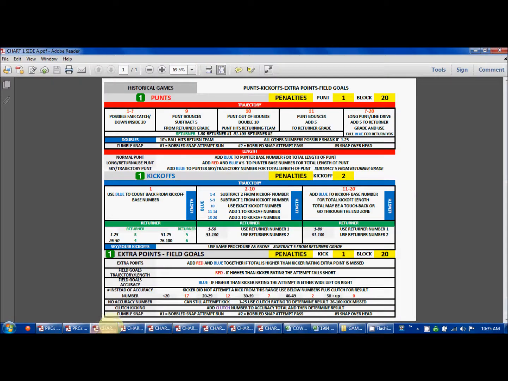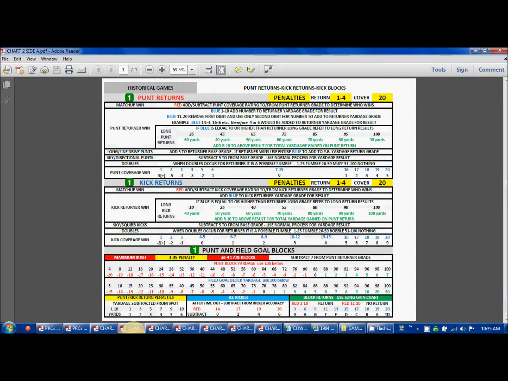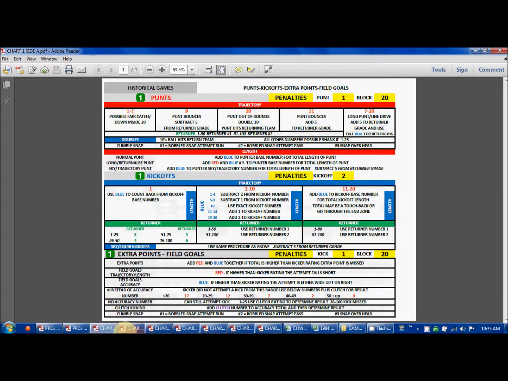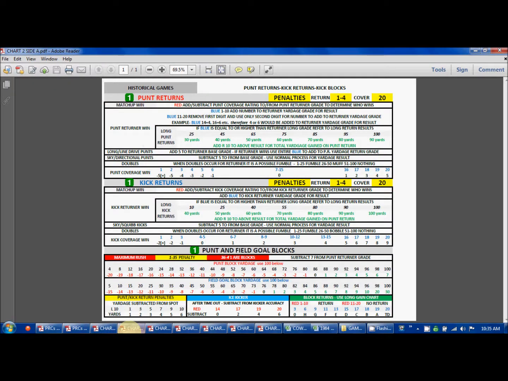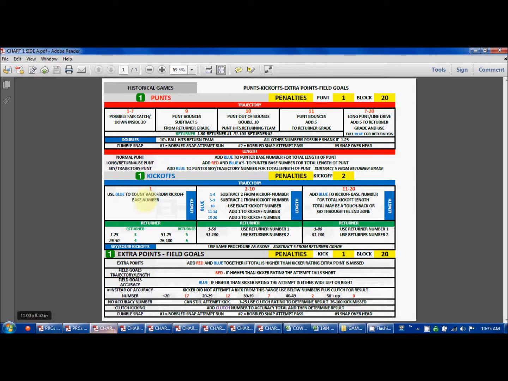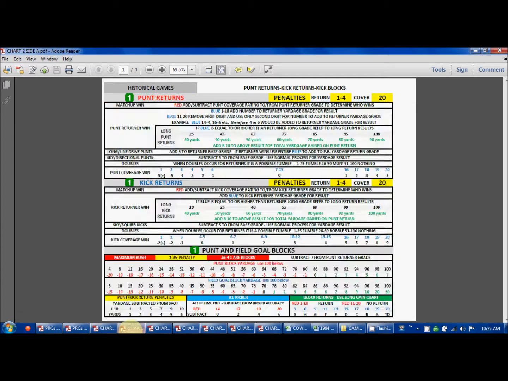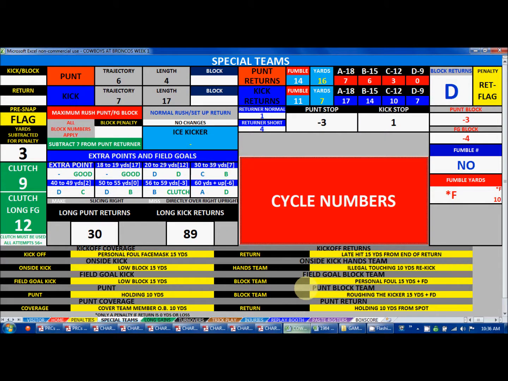Special teams. Special teams replaces the two special teams charts. We're looking at the historical game side. Remember, there's a projection game side as well if you're playing a projection season. But the historical games: punts and kickoffs, and then punt returns and kick returns, as we see on these charts here. All of that information is contained right here on this page.